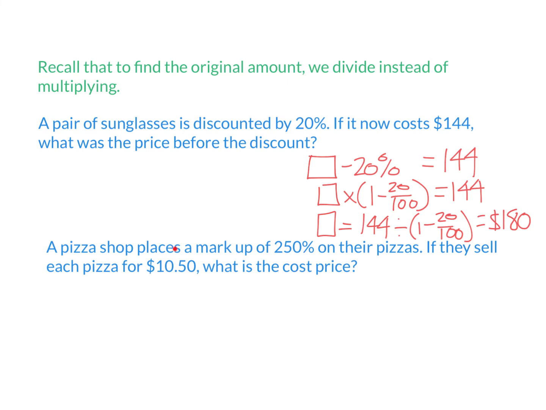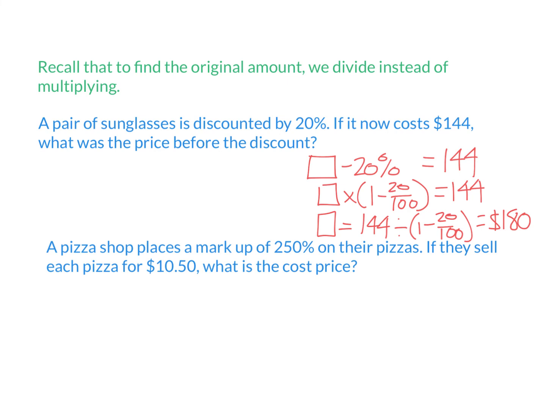So let's do this one a little bit quicker. All we need to do is take the quantity and divide by the percentage increase or decrease. So let's say a pizza shop places a markup of 250% on their pizzas. They sell each pizza for $10.50. What's the cost price? So you might not be able to do this in your head, which is fine, but let's have an idea of what the answer should be. This was the selling price after a markup. So our answer needs to be quite a bit less than $10.50. If we got something more than $10.50, we know we've done something wrong.